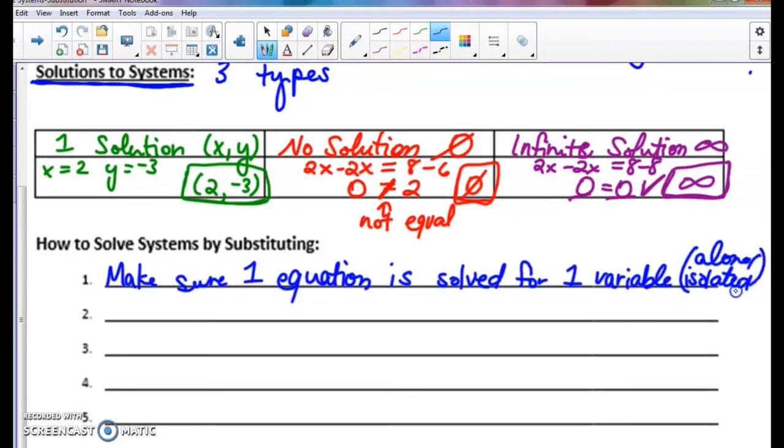So all those different words also work. You want to make sure it's solved for one variable, or that one variable is at least alone on one side, or isolated on one side. All of that means the same thing. Step 2, and here's where you have to pay close attention to step 2.